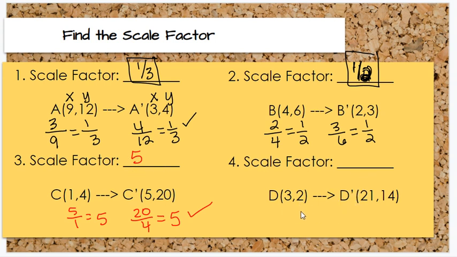And then the last one, D, our fractions would be 21 over 3, which reduces to 7, and 14 over 2, which also reduces to 7. So this one is a dilation. It was an enlargement. Every side would be 7 times larger from the original pre-image to the new image.